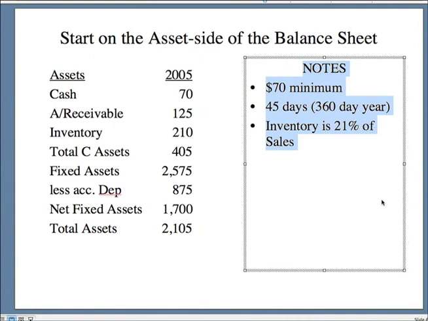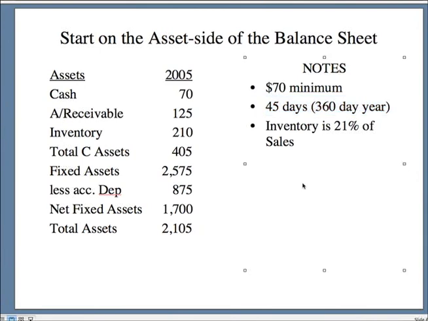So we put in the minimum amount, and I'll show you how to adjust that at the very end of the slideshow. Accounts receivable are going to be 45 days of sales. I use a 360-day year, and so that will be 1/8 of a year's sales will go into accounts receivable, and inventory is 21% of sales. So we can do it percent of sales. We can use the days ratio for current assets or current liabilities.